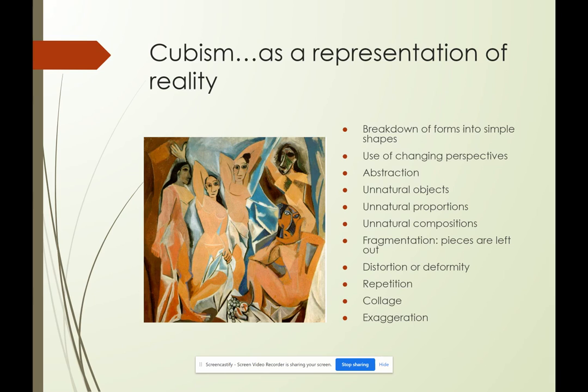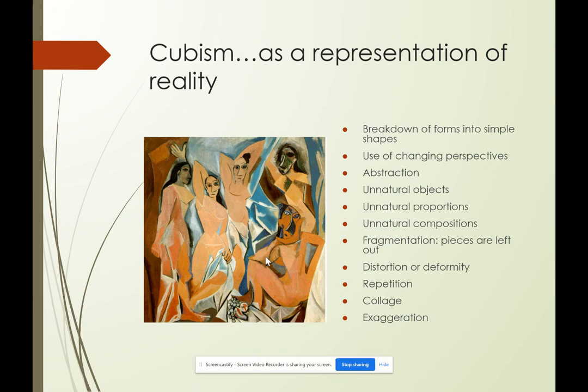During this time period, we see the rise of Cubism. You might have seen this image before. It's a very famous Picasso painting. And what this image does is break down forms into simple shapes. So we see the human body in geometrical forms here. Lots of triangles, squares, rhombuses. Dialing back into my geometry memories here, thinking of the different shapes that we have.